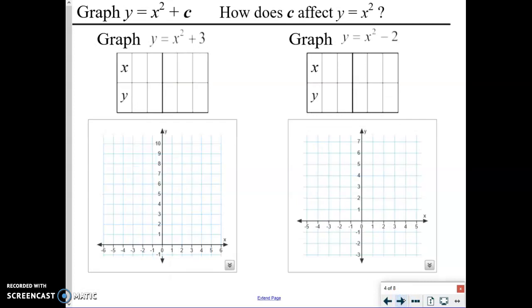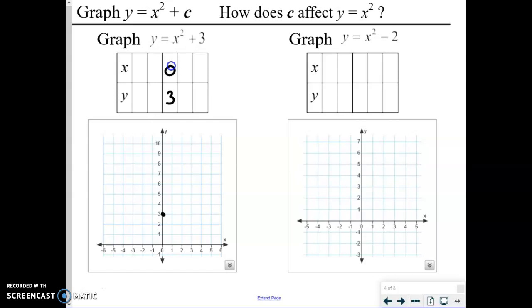Let's take a look at the next one and see what adding c, or adding a constant, to this does. So once again, like we've done in other ones, let's start with 0 for our input. So in this case, if we put in 0, 0 squared is still 0, but now we're adding 3. So the axis of symmetry here is still going to be found at 0. However, our vertex is not at the origin. Our vertex now moves up 3 spaces to the point 0, 3.